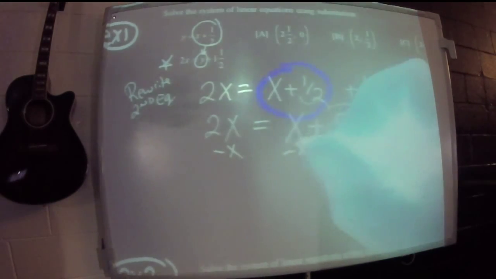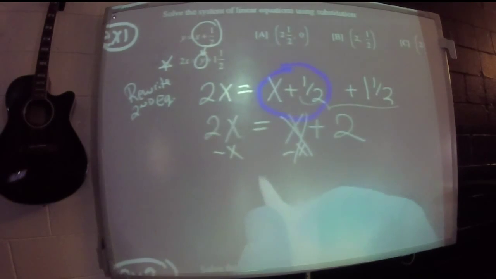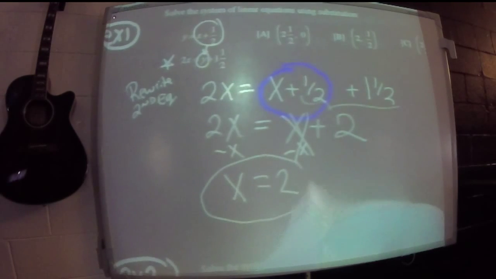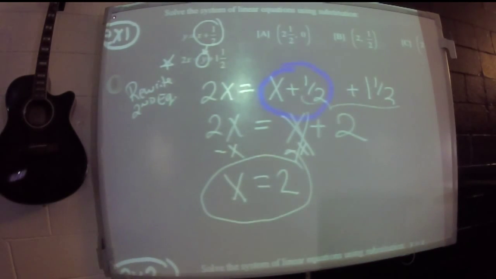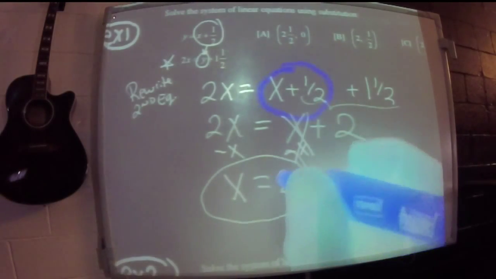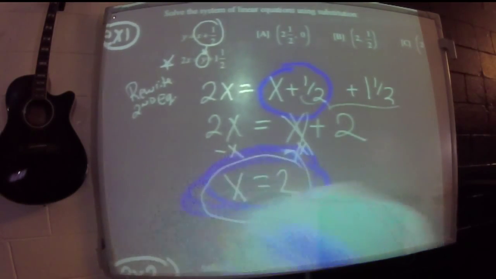And the good thing about 2x minus 1x is it just becomes what? x equals 2. And you're done. I like it when it goes 2x minus 1x because it's just x equals 2. Now that is not the answer. That is half of the answer.